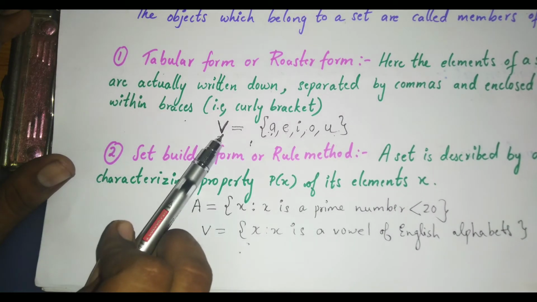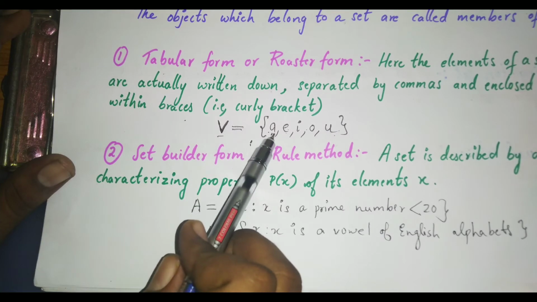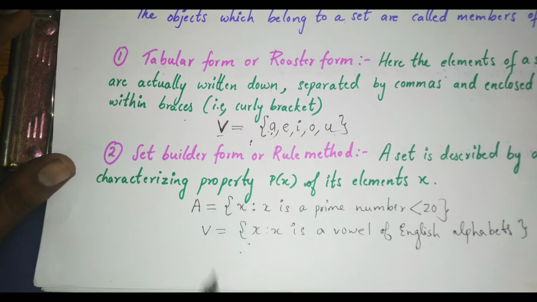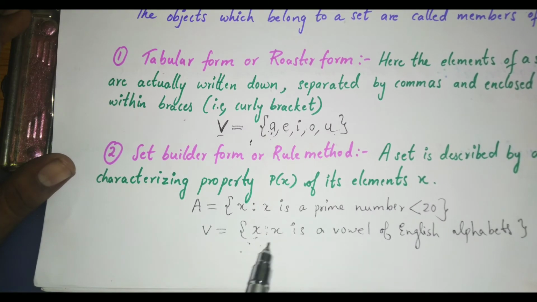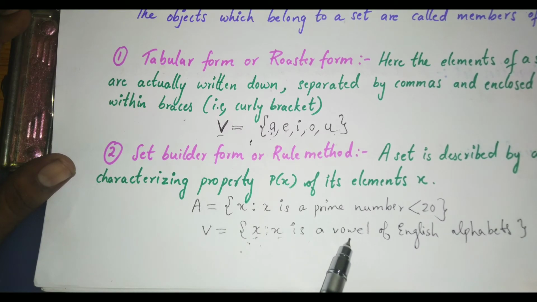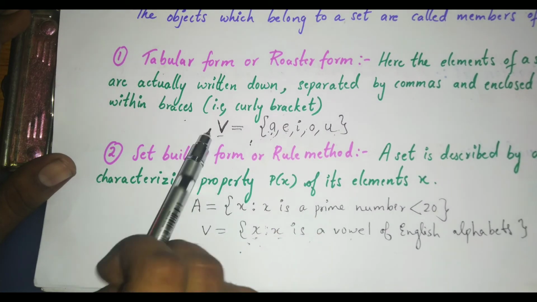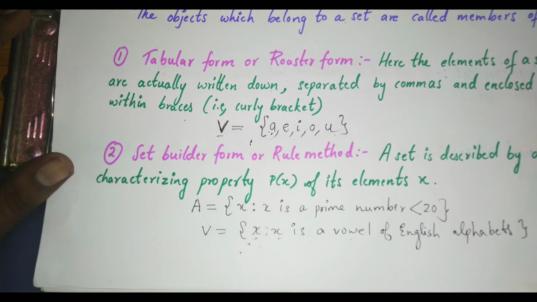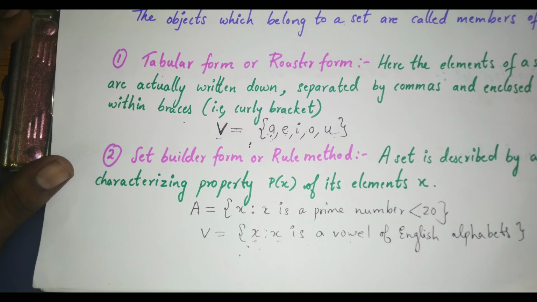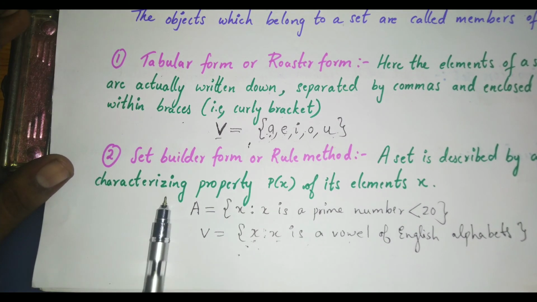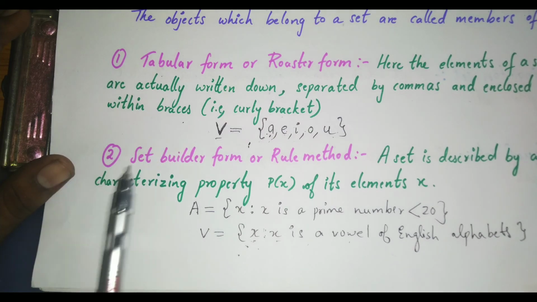Suppose this is in tabular form, given as a, e, i, o, u. This is nothing but the vowels of English alphabet, which we write in set builder form as x such that x is a vowel of English alphabets. So this is tabular form, this is set builder form. A question will be asked to convert the set builder form into tabular form or something like that.